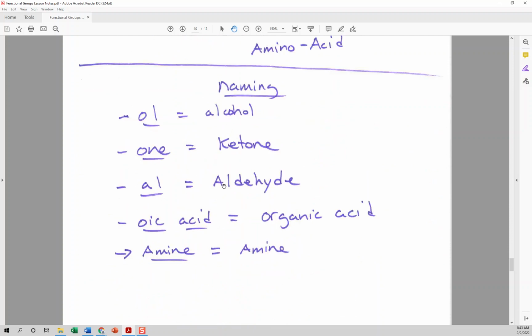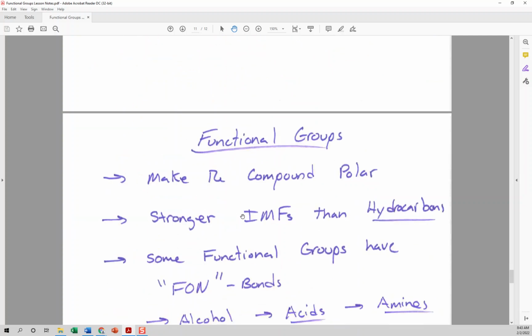And then just some quick suffix things to remember. If you see OL, that means alcohol. If you see ONE, that means ketone. If you see AL, that means aldehyde. If you see oic acid, that's an acid. And if you see amine. And there's other ones, ethers, esters, all that stuff. And if you want to check that out, you can check out your chart, but these are the ones that come up the most, okay?